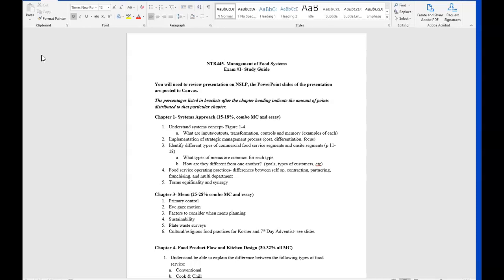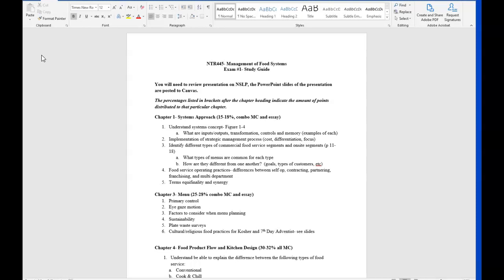You'll also want to review the different implementation management processes. So the strategic management process, which is cost, differentiation, and focus. There were three different ones that were covered. Make sure you know the differences between the three.